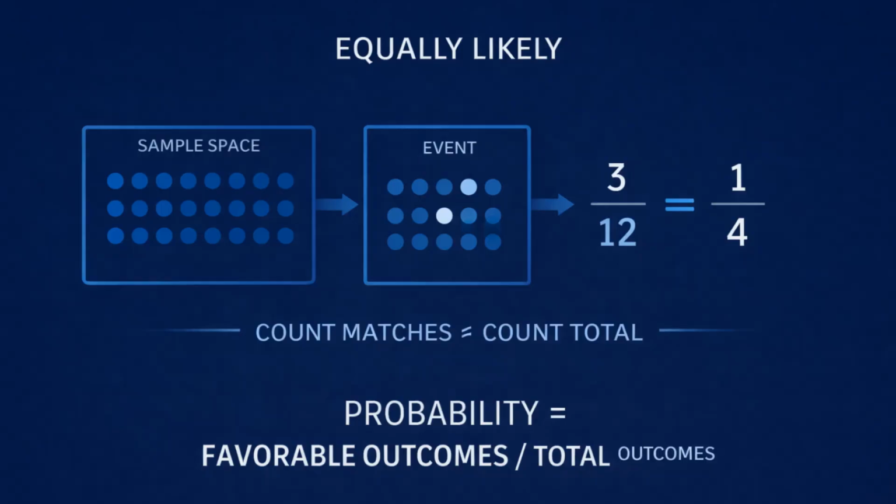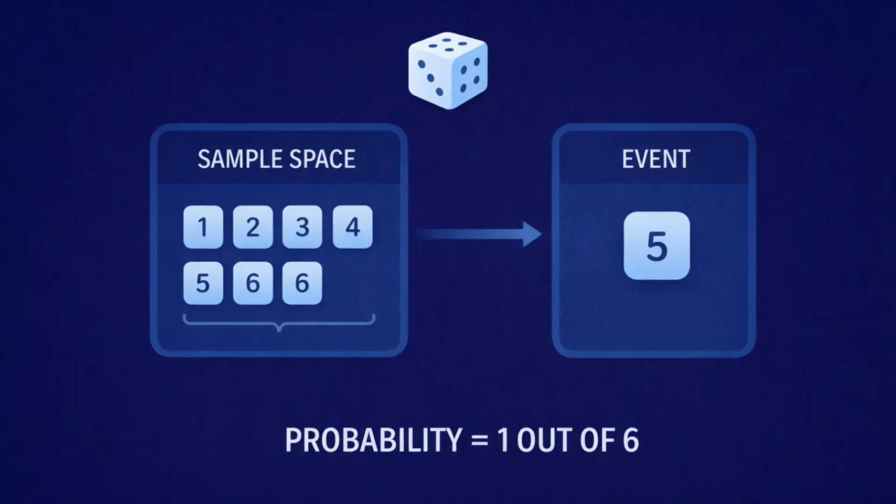We count how many outcomes match the event, and we divide by how many outcomes are possible overall. Suppose a standard 6-sided die is rolled, and we want the probability of rolling a 5. The first thing to do is identify the sample space. The possible outcomes are 1, 2, 3, 4, 5, and 6. That tells us there are 6 total outcomes.